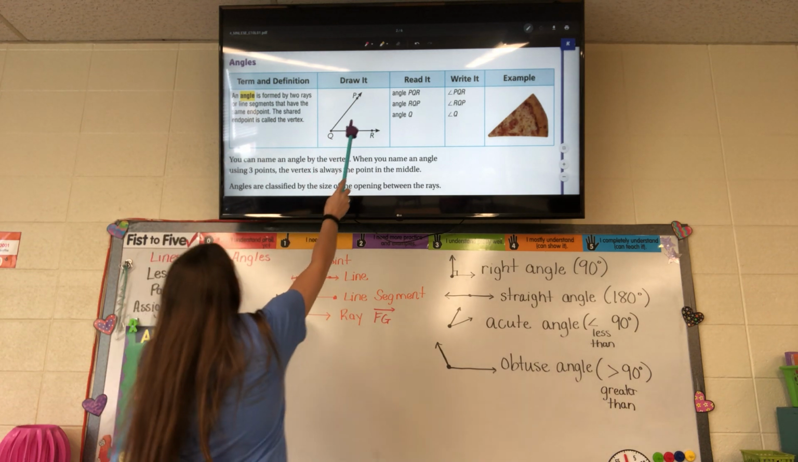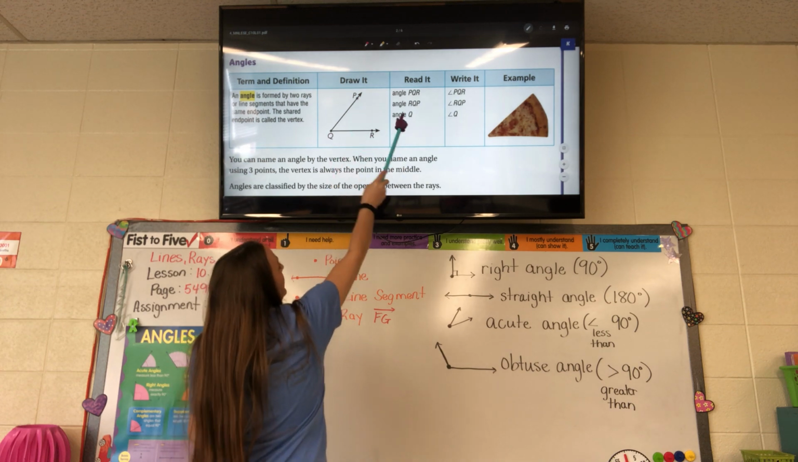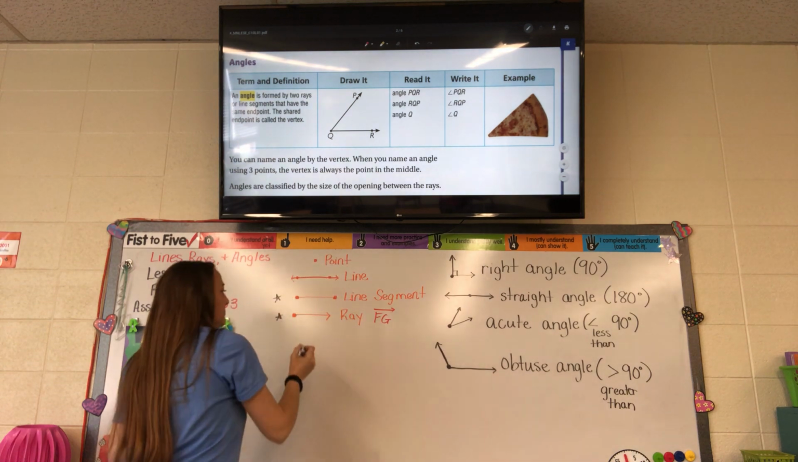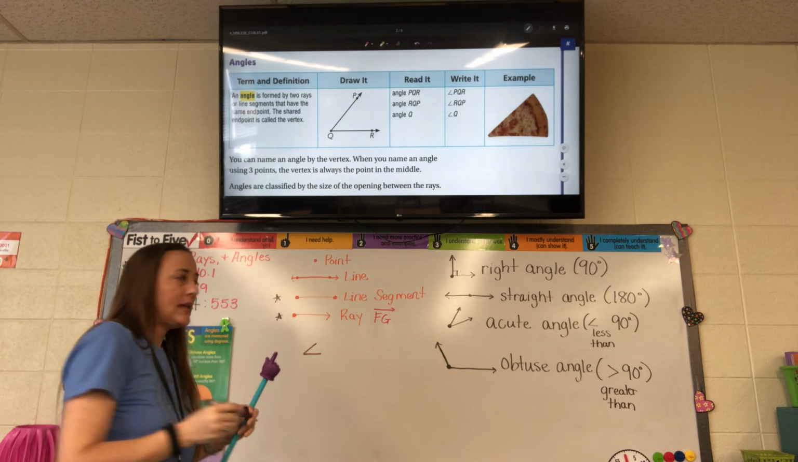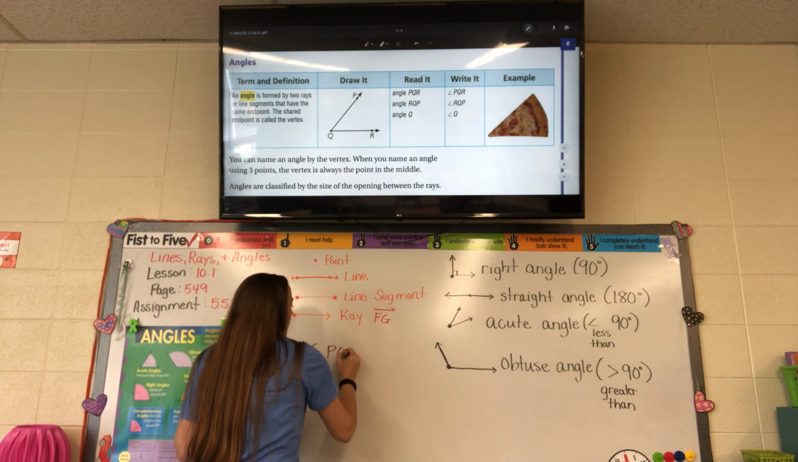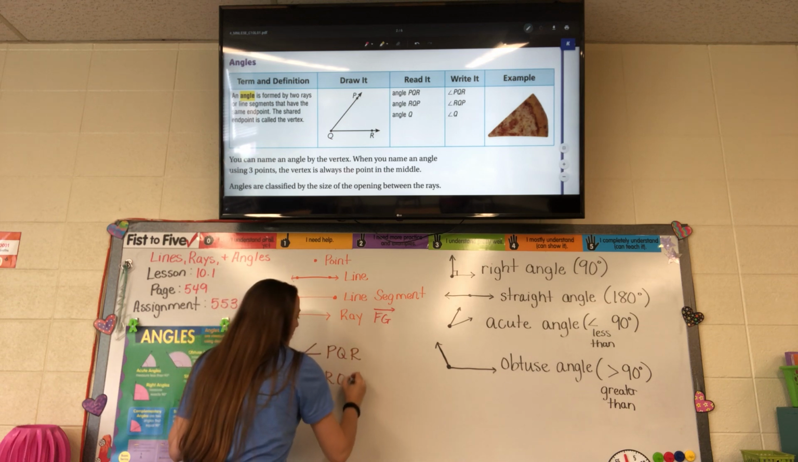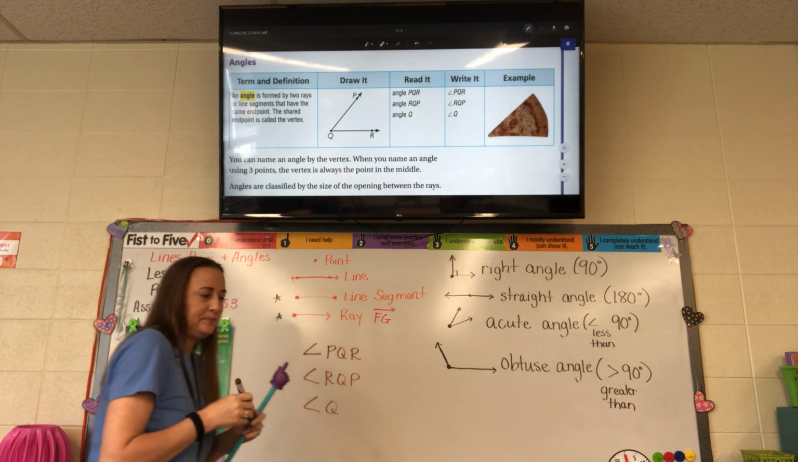So we've got angle PQR, angle RQP, or angle Q. And the way that you write that is you use this little mini angle sign. And it could be angle PQR, angle RQP, or just angle Q works too.